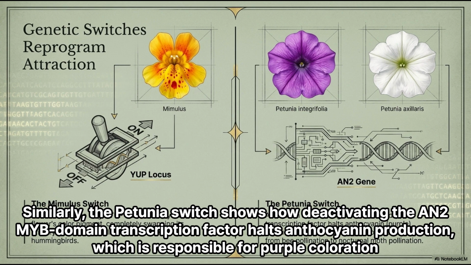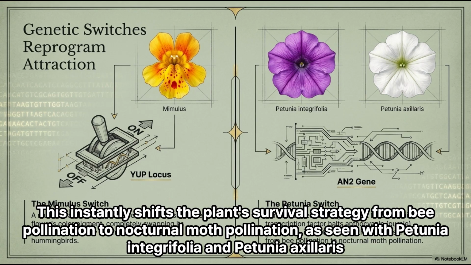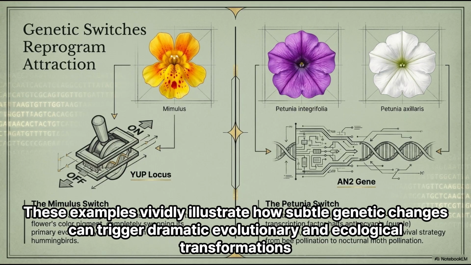Similarly, the petunia switch shows how deactivating the AN2 MYB domain transcription factor halts anthocyanin production, which is responsible for purple coloration. This instantly shifts the plant's survival strategy from bee pollination to nocturnal moth pollination, as seen with Petunia integrifolia and Petunia axillaris. These examples vividly illustrate how subtle genetic changes can trigger dramatic evolutionary and ecological transformations.